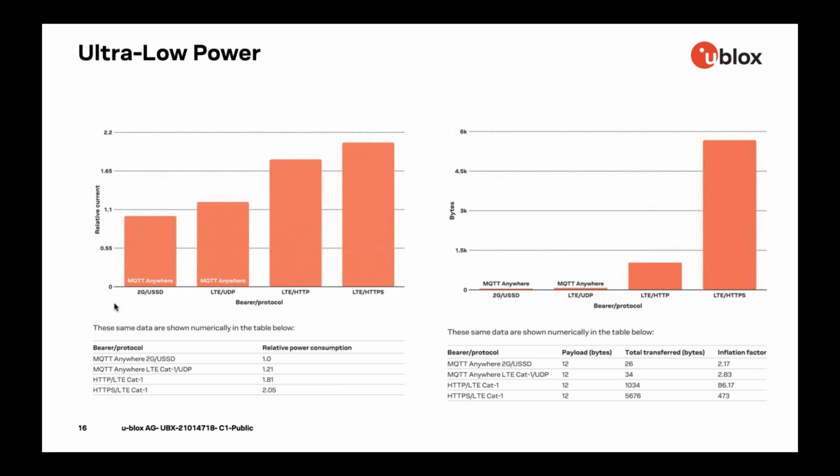But what's really interesting is this graph on the right, where you see the payload inflation. So a 12-byte payload sent over 2G actually is 26 bytes over the air, 34 bytes when you put that onto LTE going over UDP. Now, bearing in mind those two bearers are inherently secured. When you then compare the next level with security included, then you're talking about an inflation factor of 473 times. So a massive difference there just on adding security to the protocol that you've chosen.